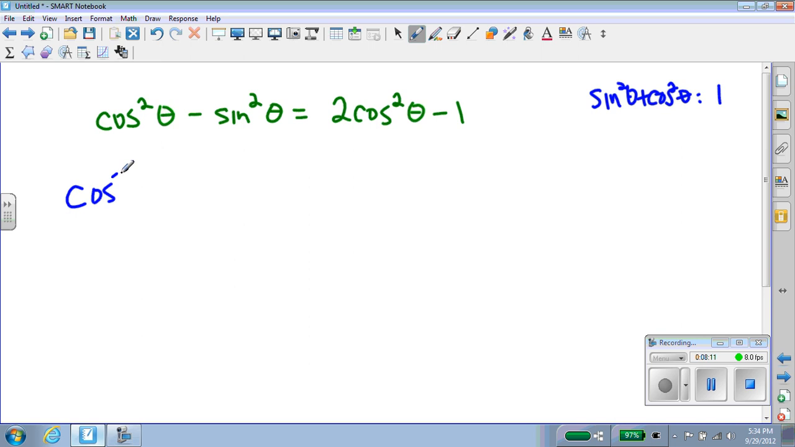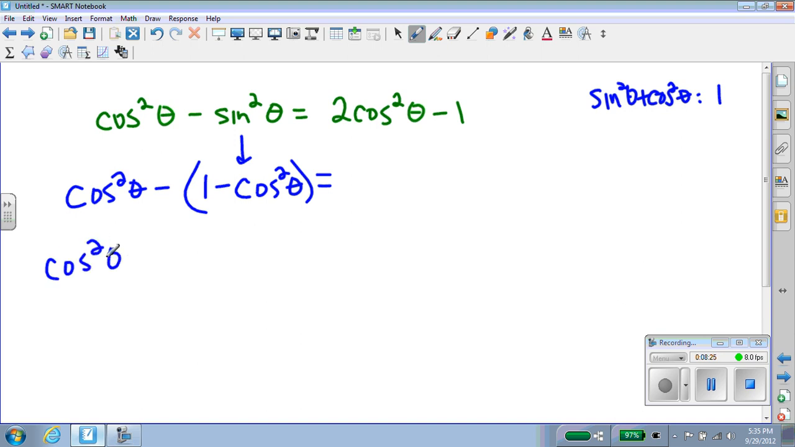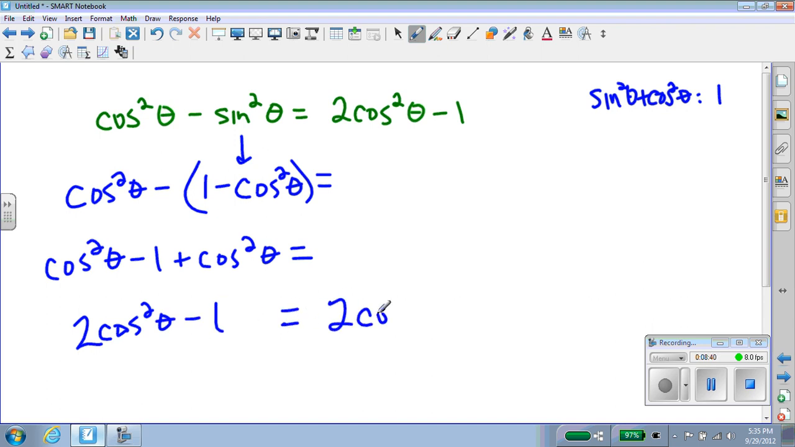So you might have gone this way: cosine squared theta minus, in parentheses, 1 minus cosine squared theta. Right? This is a Pythagorean identity. And then I would distribute my negative: cosine squared theta minus 1 plus cosine squared theta. And then I would collect my like terms, 2 cosine squared theta minus 1, and I would be done. I'm guessing that probably felt a little better. And probably it does. It is.